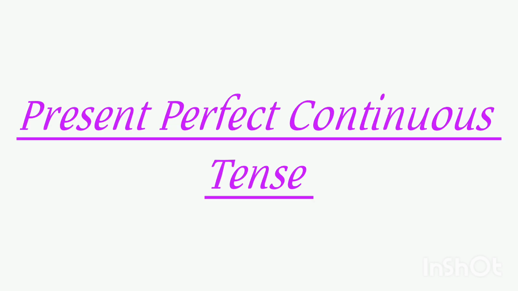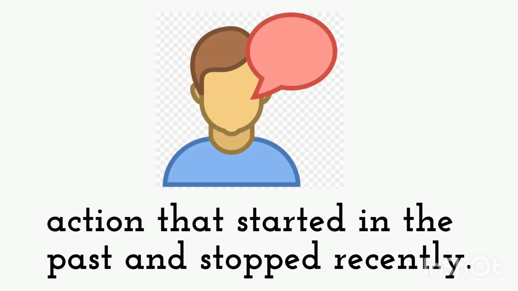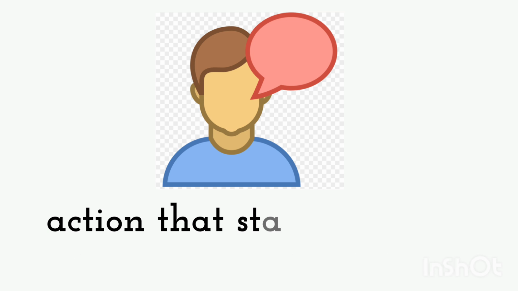Today's interesting topic is present perfect continuous tense. In present perfect continuous tense, there is a connection with the present or now. We use present perfect continuous tense to talk about an action that started in the past and stopped recently.